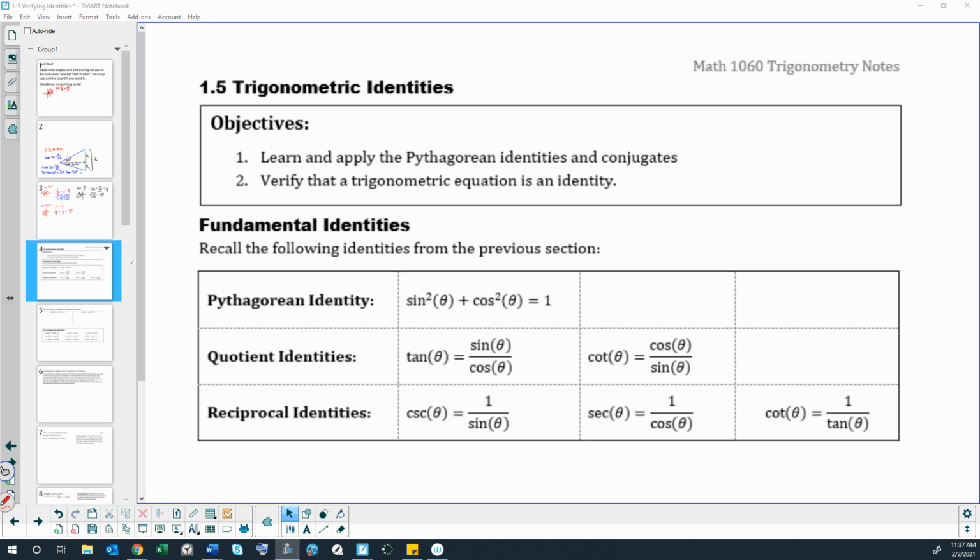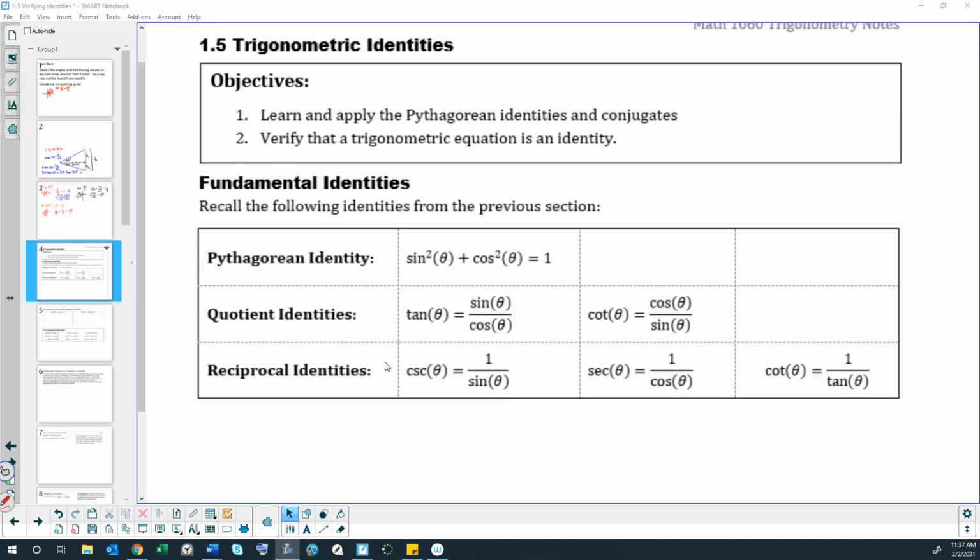All right, section 1.5, we are learning to verify trigonometric identities. So far we've learned these identities. We've learned the Pythagorean identity. We've learned what we call the quotient identities, where the tangent and cotangent can be written in terms of sine and cosine. And we've learned the reciprocal identities, which is basically the definition of secant and cosecant and cotangent being the reciprocal of these other trig functions, right?